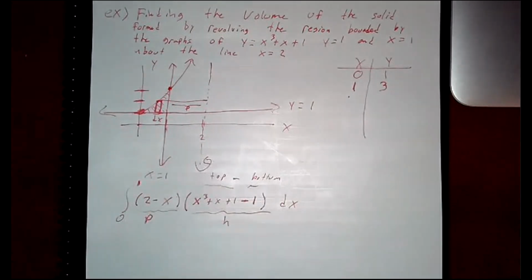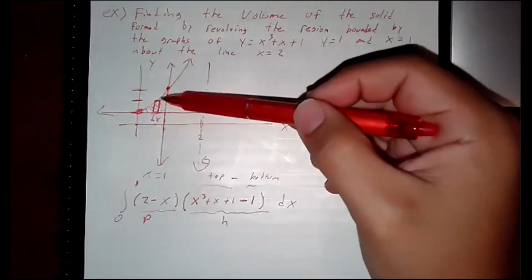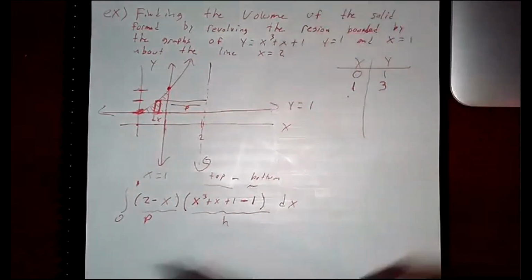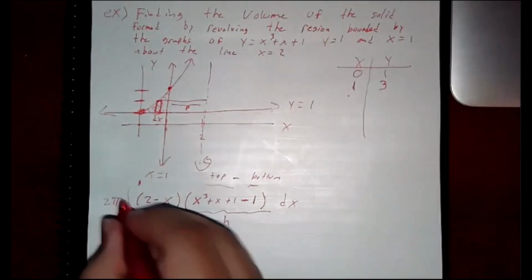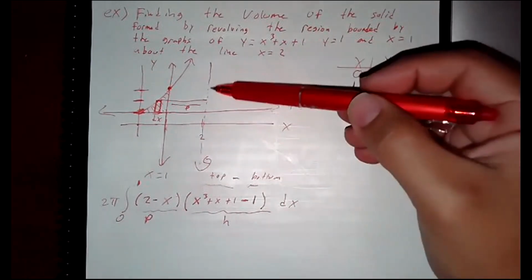So that's the hardest part, setting it up, right? Yeah. You have to decide slicing, and then once you've done that, you decide the method. I forgot my 2 pi, right? And then you decide, okay, 2 minus x, because we're going from the 2. Yeah, because the rotation's over here.